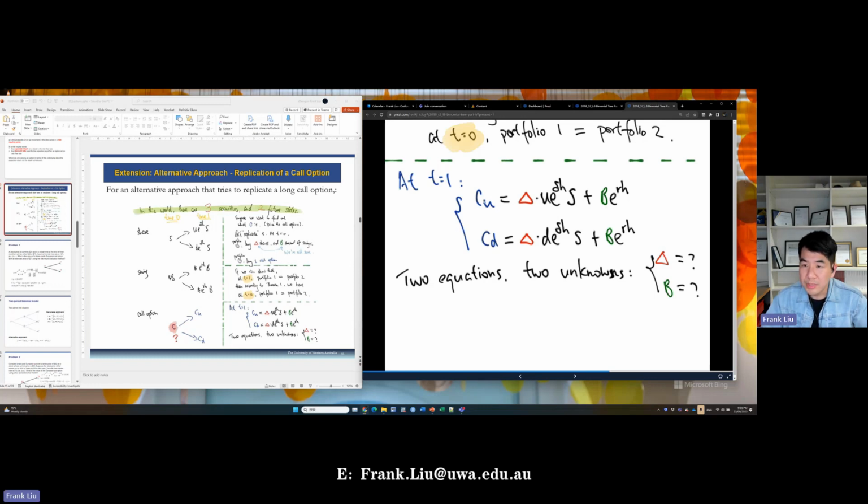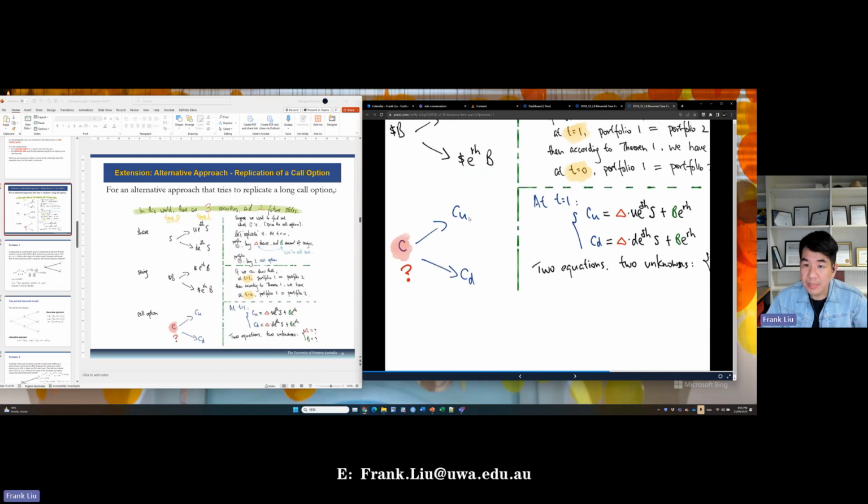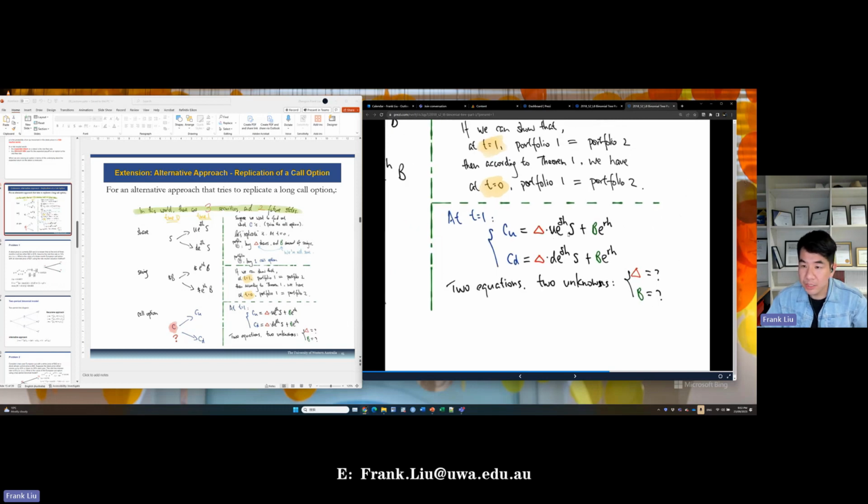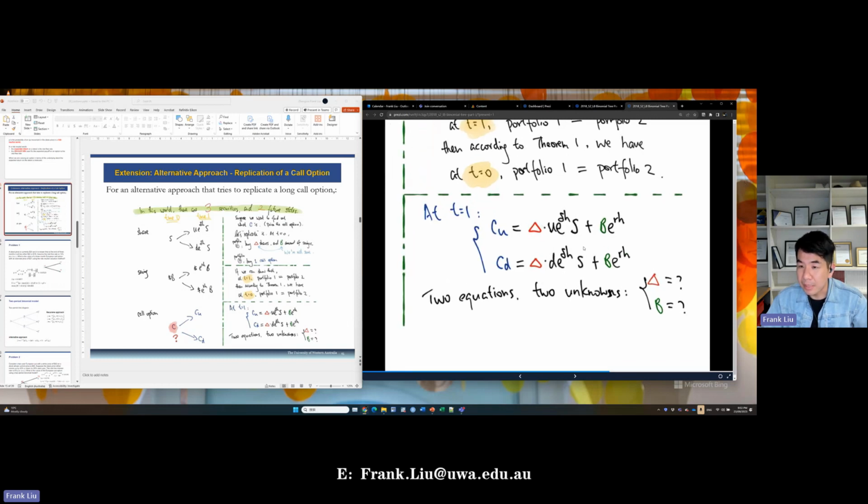So do we know what CU is? Yes, we do, because we know what the share price is. CU equals the maximum of ST minus K or 0, right? And we know what CD is as well, because CD equals the maximum of ST minus K or 0, right? In this case, we know both CU and CD. And we know the share price in the up state, the share price in the down state, and the interest rate, so that in these two equations, we have two unknowns, which are delta and B, right? Those two are the ones that we're trying to find out, okay?